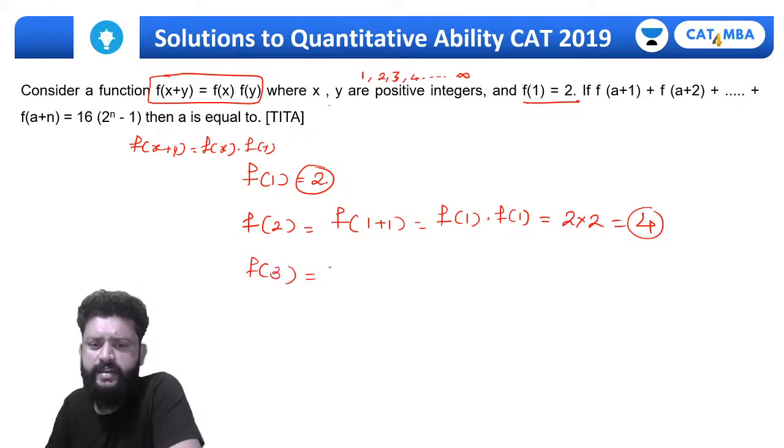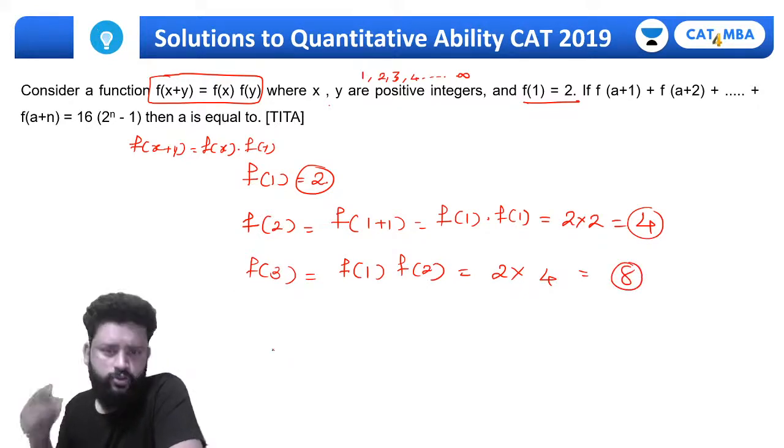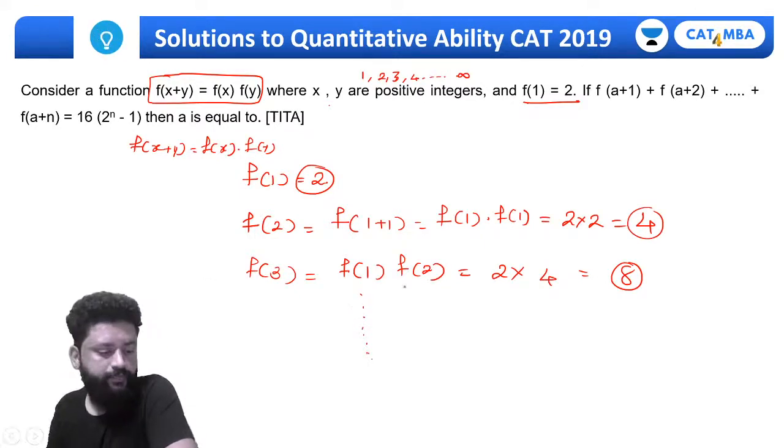f of 3 को हम क्या लिख सकते हैं? f of 1 into f of 2, right? f of 1 is 2 and f of 2 is 4. अभी हमने कैलकुलेट किया 8. तो ये ऐसे चलते रहेगा and he should know the sum of geometric progression.